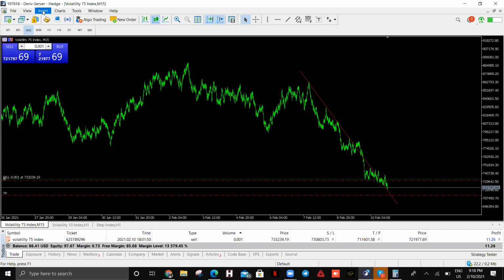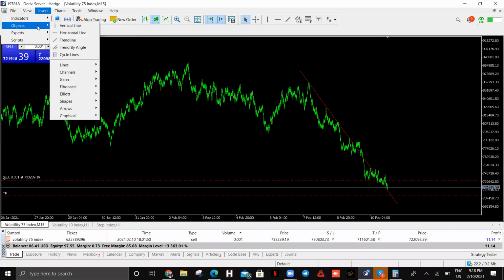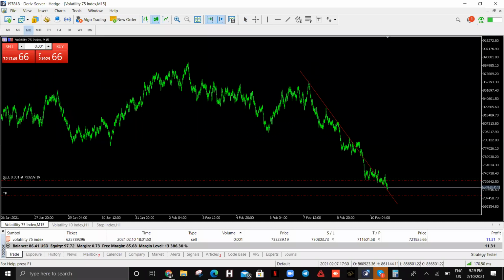So this is what you need to do. You go to insert, you come to object, and you look for what? Shapes. I need the rectangle. And you click on the rectangle. Remember how the rectangle is done. Draw from here up to this place.